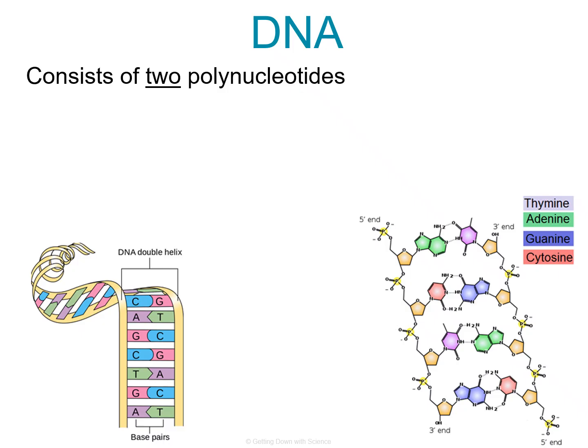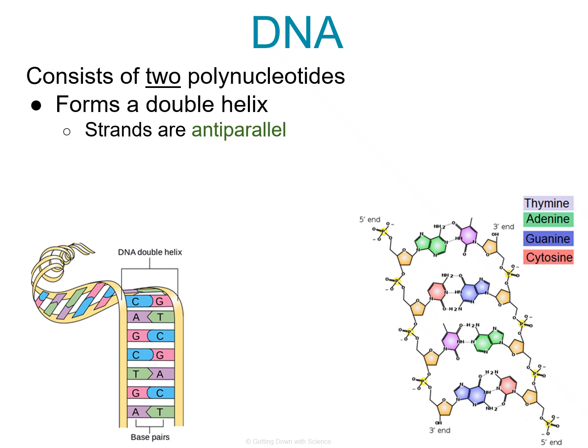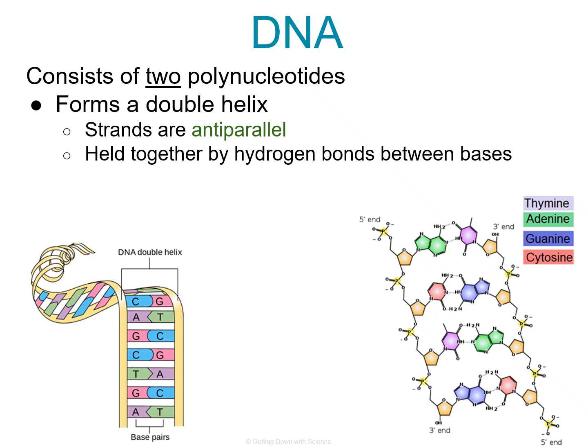So DNA consists of 2 polynucleotides, and it forms a double helix. The strands are anti-parallel, so they are opposite of one another, and they are held together by hydrogen bonds between the bases. So you can see them here, right? They are anti-parallel, they run against or opposite. And the nitrogenous bases form the rungs of the ladder, right? So if we look at this like a ladder, these are our 5-carbon sugar and our phosphate, and right here are our rungs.